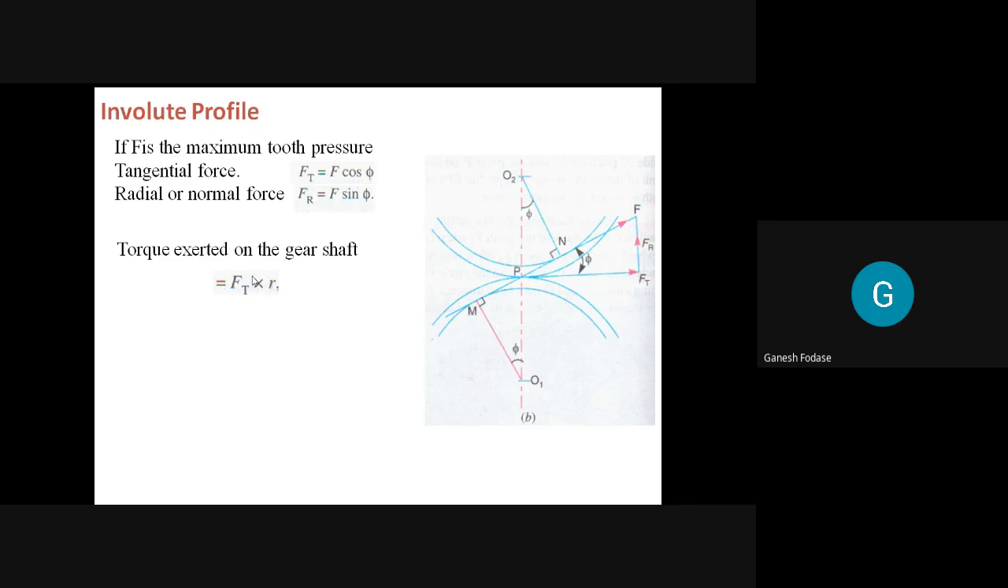And how is it given? So torque exerted on the gear shaft is equal to tangential force into radius. So this is Ft into this R. It gives you torque, and hence we will be able to find out the power.